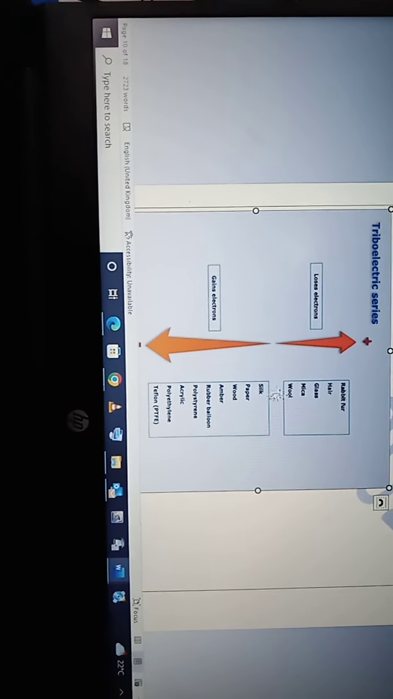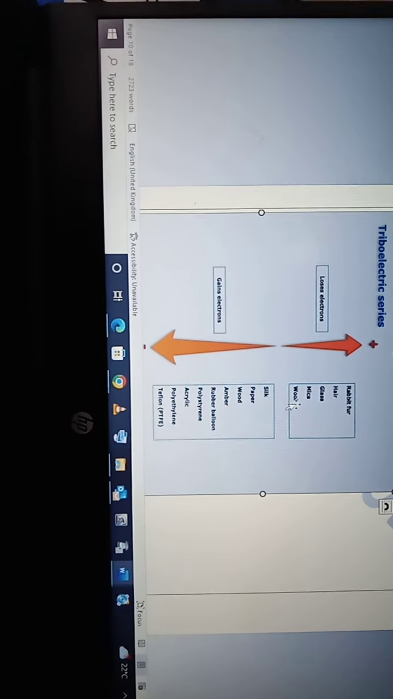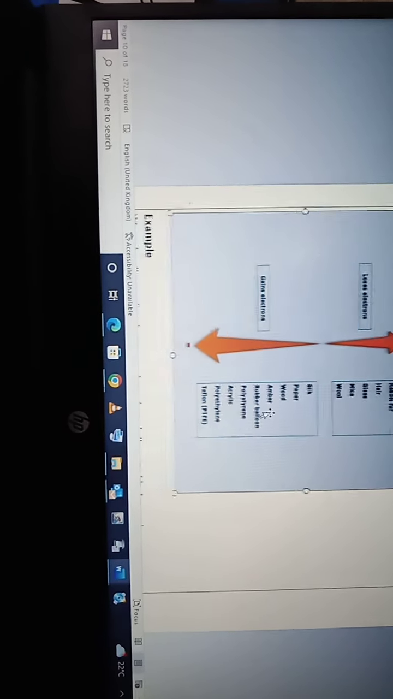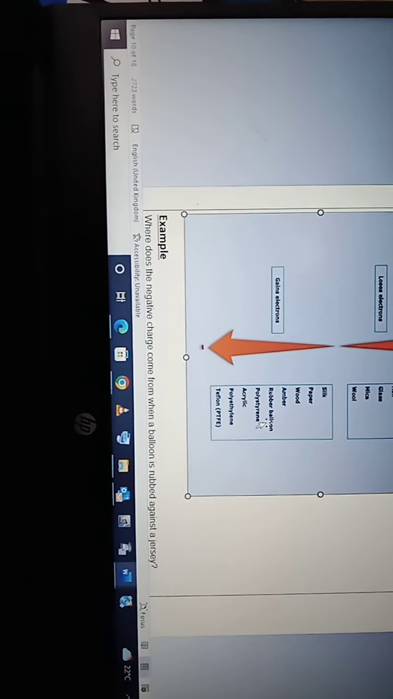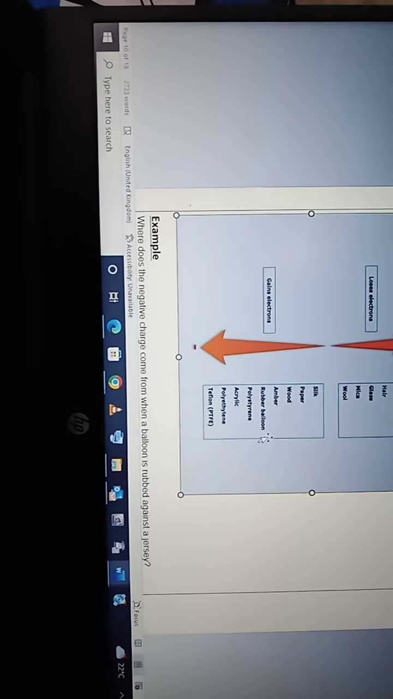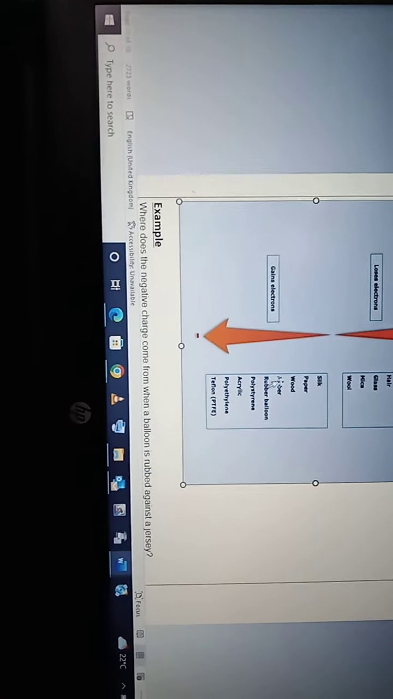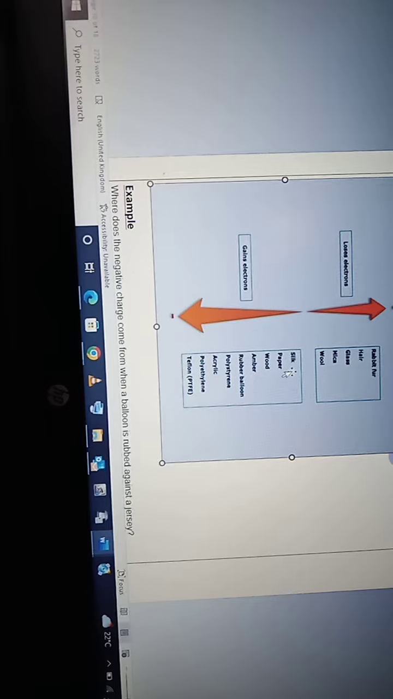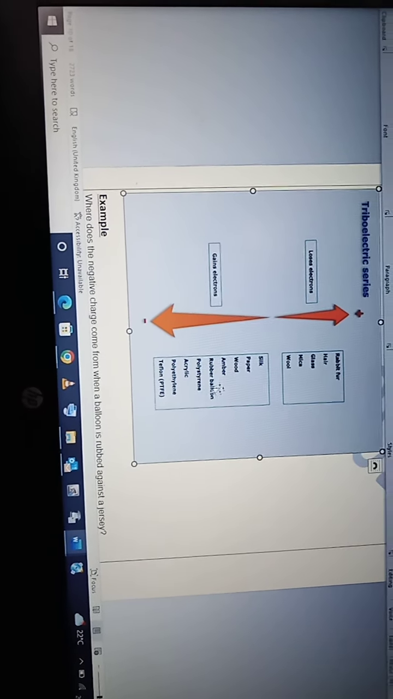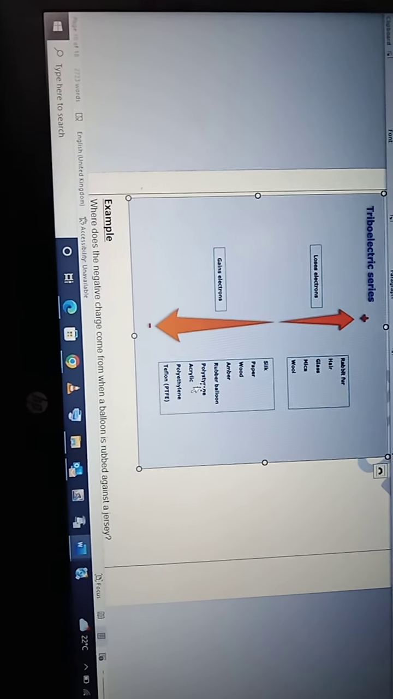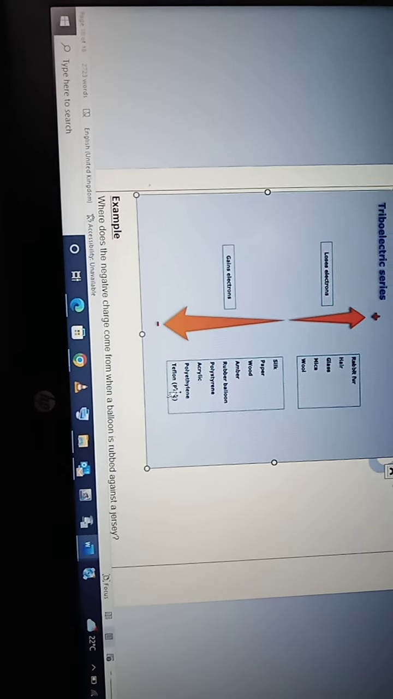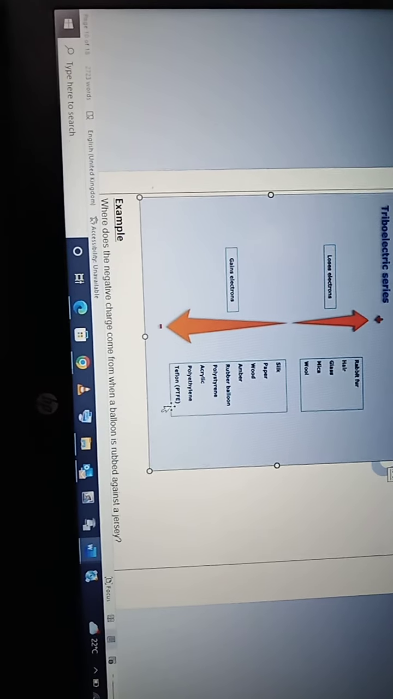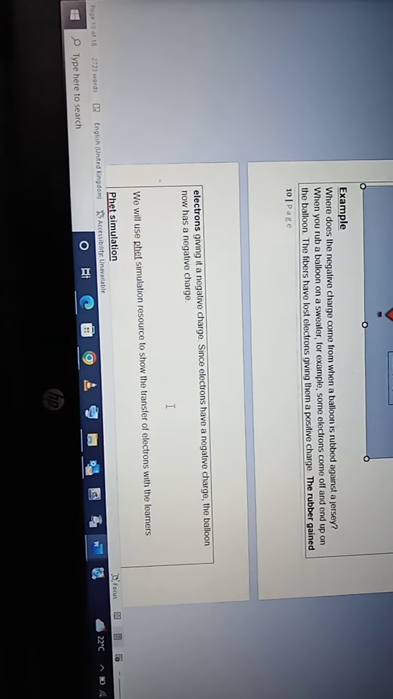For an example with the PhET simulation, I'm going to be using wool, and I'm going to be rubbing the balloon on the wool. It's a jersey. These materials at the bottom tend to gain electrons: silk, paper, wood, amber, rubber balloon, polystyrene, plastic, acrylic, and Teflon.